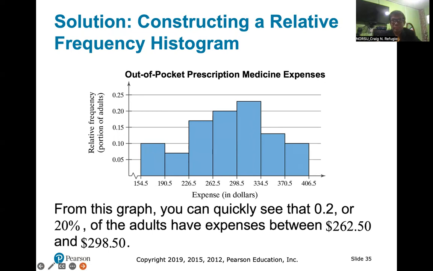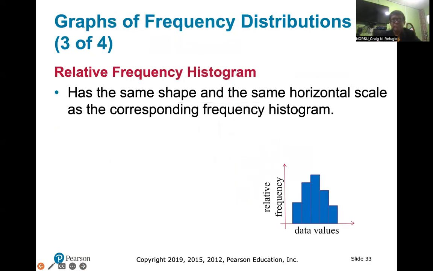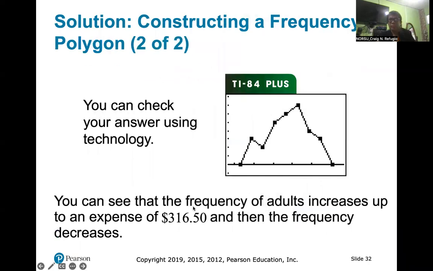And then from this graph, you can quickly see that 0.2 or 20% of the adults have expenses between 262.50 and 298.50. So you can verify that one in the graph. And we call this part of the interpretive exercise. So even if you go back here to this example, you can see that the frequency of adults increases up to an expense of 316.50, and then the frequency decreases. That is actually part of an interpretive exercise.